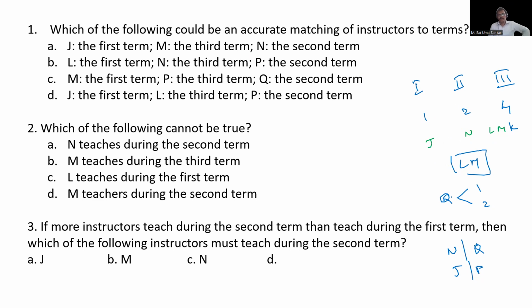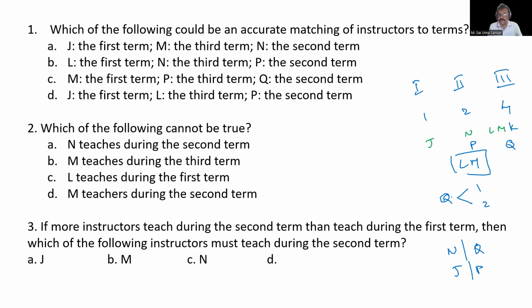What about Q? Q must be in the fourth term only. Why? Because N and Q different terms are there. And J and P different terms are there. So P is in the either this only second term. And here not possible. Why? Because 4 members are over. So this is a valid or not?